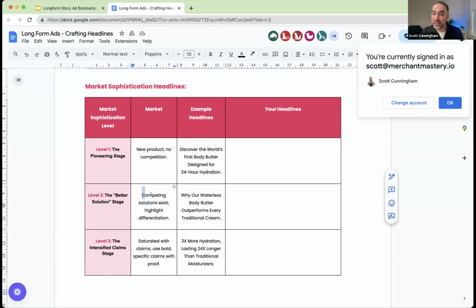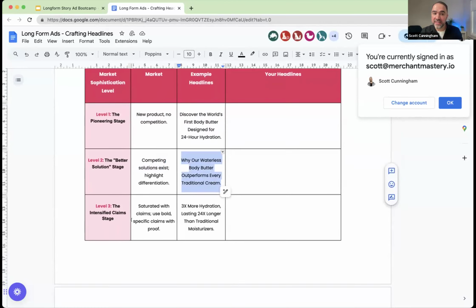So there's competing solutions where you need to highlight your difference. Why our waterless body butter outperforms every traditional cream. And you're just kind of polarizing alternative products that people are used to. And you're positioning yourself as a better solution than the things people are used to.